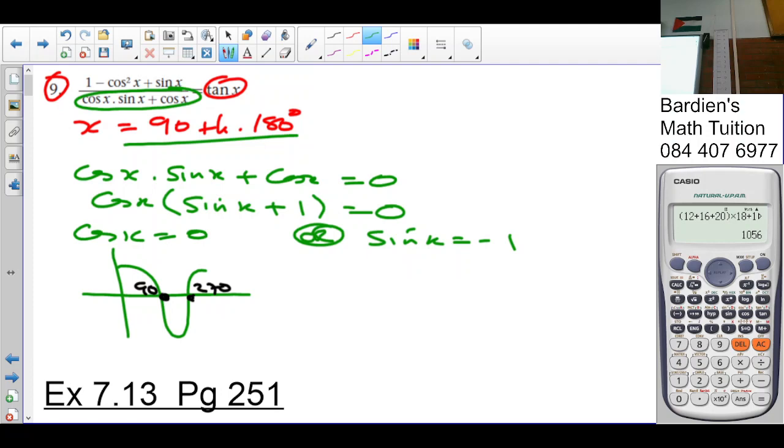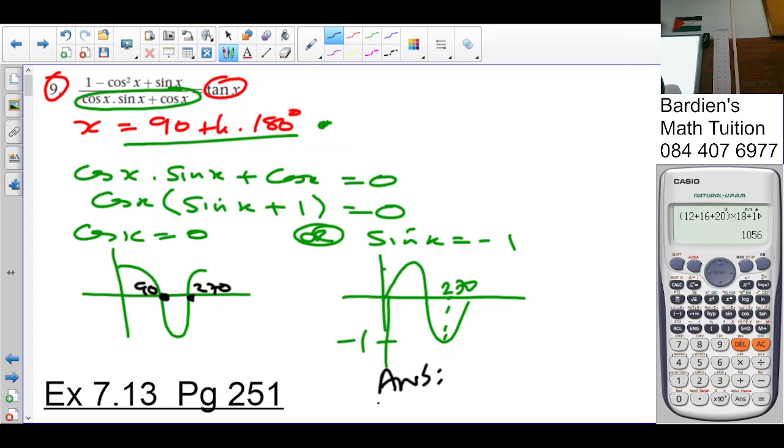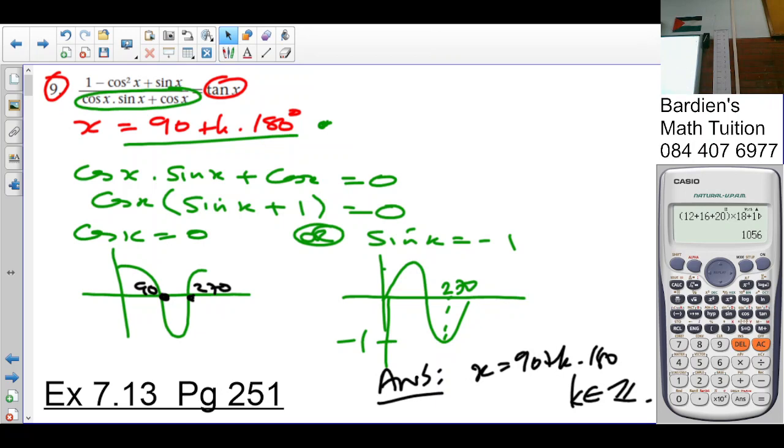Let's look at this graph on the side. Sine graph. The sine starts there. Where is sine equal to minus 1? 270. Is that not accounted for here? Yes. So the answer is x is equal to 90 plus k times 180, where k is an element of integers. Okay.